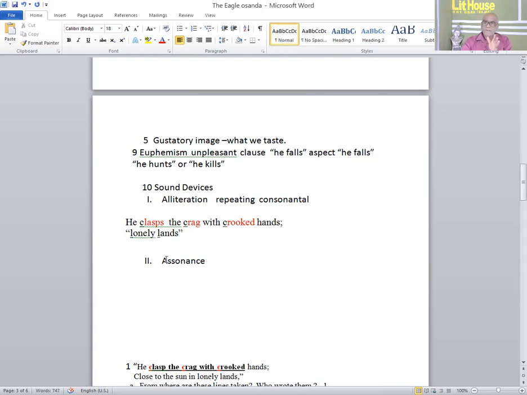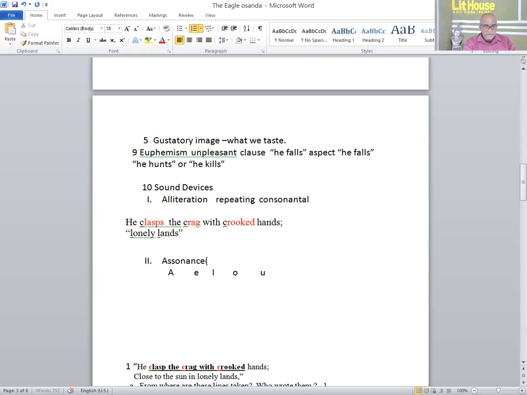Now assonance is concerned with vowel letters. Alliteration is concerned with consonant letters. In the same way, assonance is concerned with vowel letters. The 5 vowel letters: A, E, I, O, U. These are the 5 vowel letters. We are considering the sounds of these 5 vowel letters to find out assonance.